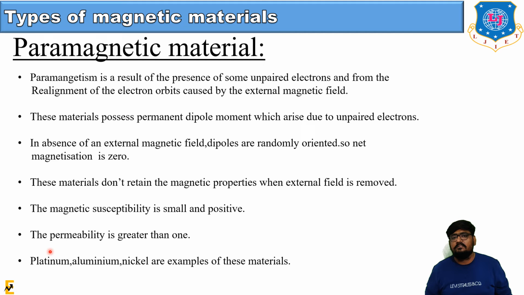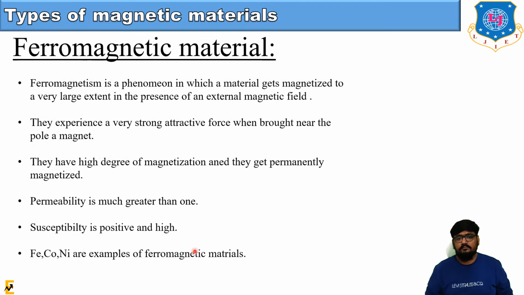In the previous case, as we have seen in figure A, because of the random fashion, net magnetization is 0. As in the case of a simple conductor, we all know that electrons are floating. When the external electric field is 0, the net current is 0, because electrons are moving in random directions. The same thing happens over here. Now magnetic susceptibility is small and positive. The permeability is slightly greater than 1. The examples of paramagnetic material are platinum, aluminum, nickel. So these are the examples of this material.